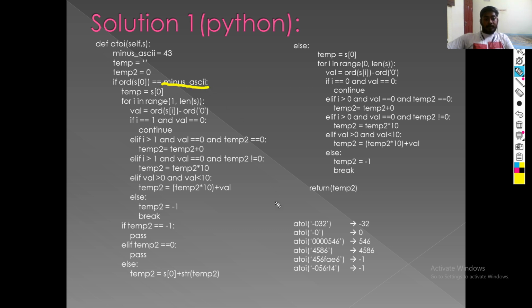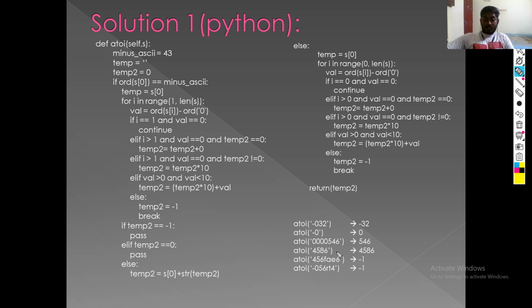If the value contains minus, then temp is equal to s of 0, which means temp is equal to the minus value, nothing else. We are assigning this minus to temp. For i in range 1 comma length of s. The reason I am giving 1 is because we already have s of 0 implemented. So we don't need to recall it as s of 0. That is why I am giving 1 comma length of s.